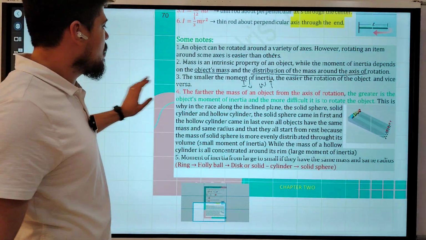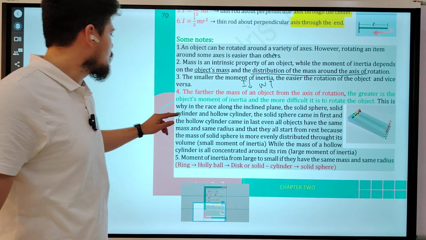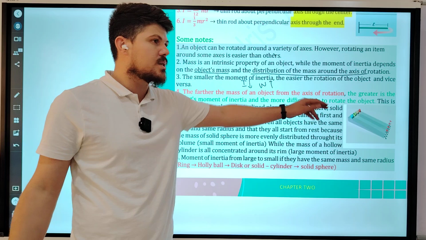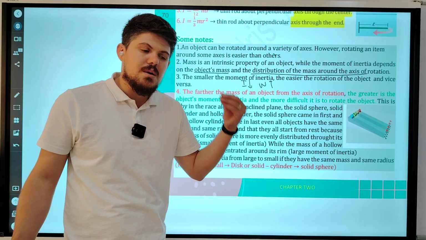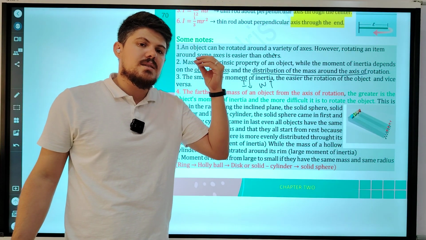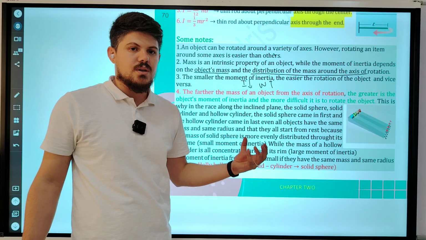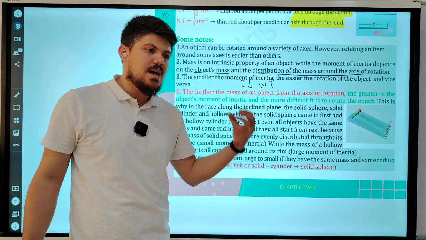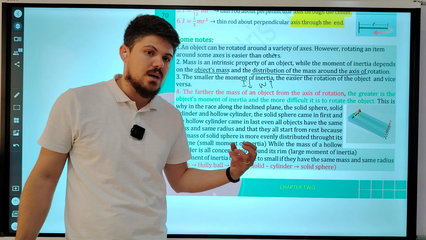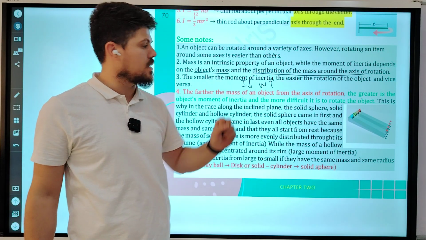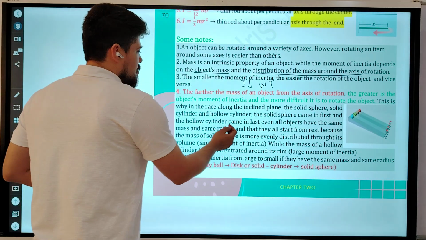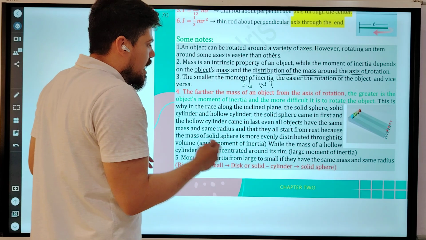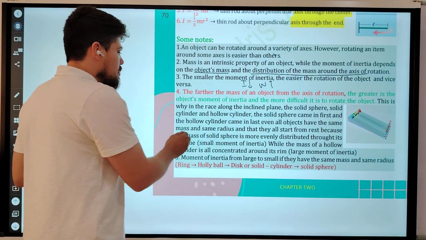Look, why in the race along the inclined plane, between the solid sphere, solid cylinder, and hollow cylinder, did the solid sphere come in first? What is the reason? Because of the moment of inertia. The moment of inertia has the lowest value for the solid sphere. The solid sphere has less moment of inertia, but it has more angular speed. And the hollow cylinder came in last, even though all objects have the same mass and same radius, and they all start from rest.